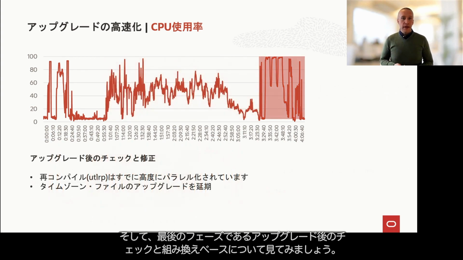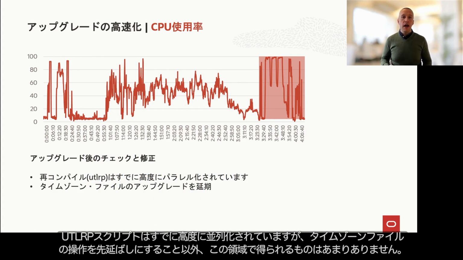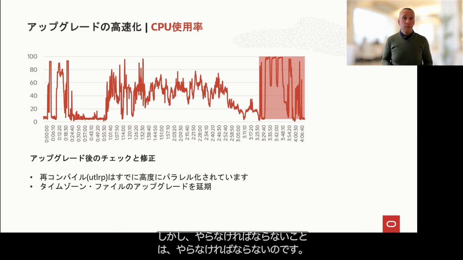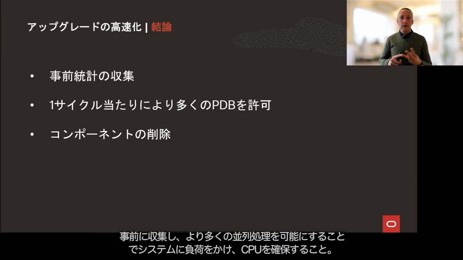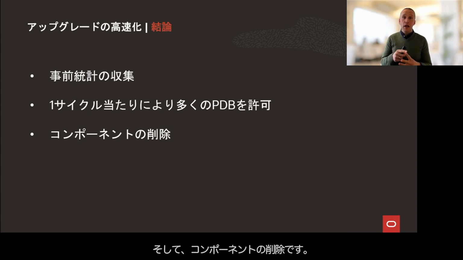And we looked at the last phase, which is the post-upgrade checks and also the recompilation phase. Now the utlrp script is already highly parallelized, so there's really not much to gain in this phase, except for postponing the time zone file upgrade. But if you have to do it, you have to do it. To sum up, if you want faster multitenant upgrades, there are 3 things that you can look at: gathering stats in advance, overloading the system by allowing more parallel processors than you have CPUs, and removing components.